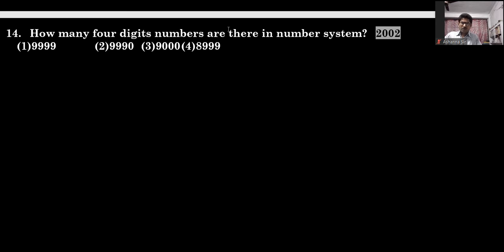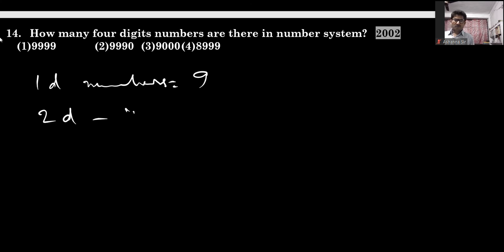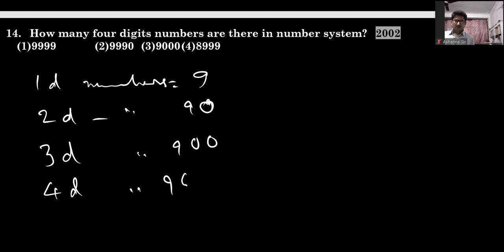14th one, how many 4-digit numbers are there in the number system? 1-digit numbers, children, we know 9, 1-digit numbers 9. 2-digit numbers, 99, 2-digit numbers 90. 3-digit numbers 900. We have to find 4-digit numbers. 4-digit numbers 9,000. So 9,000, option 3.